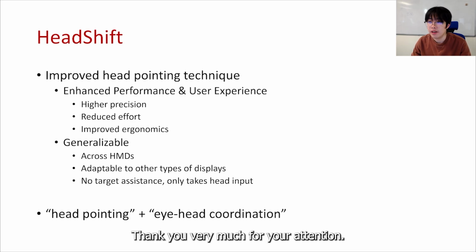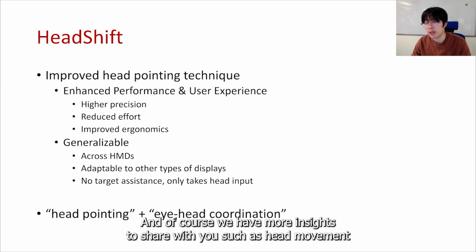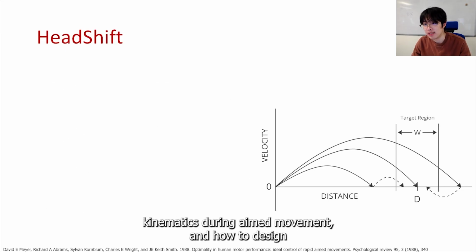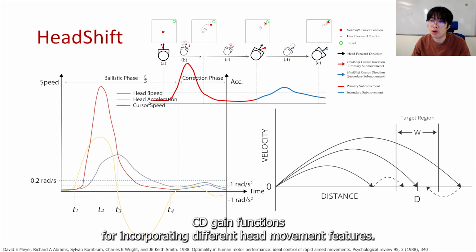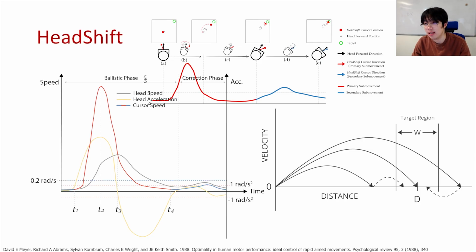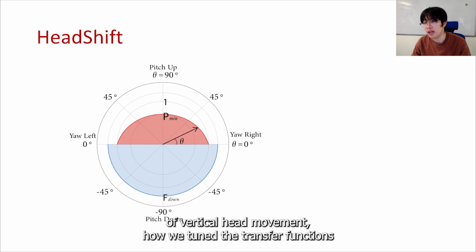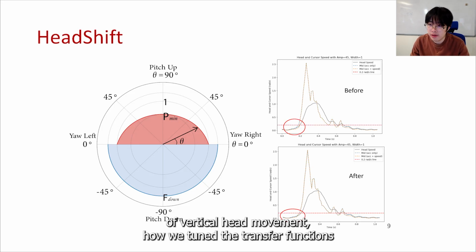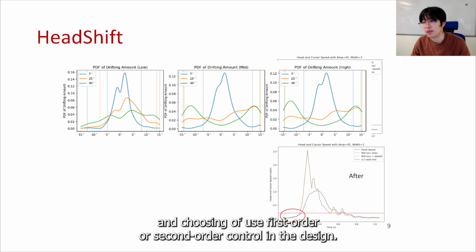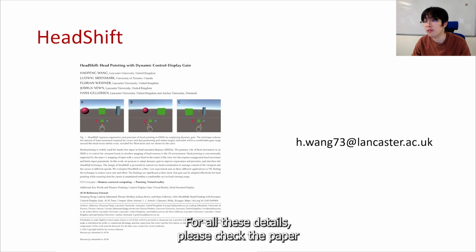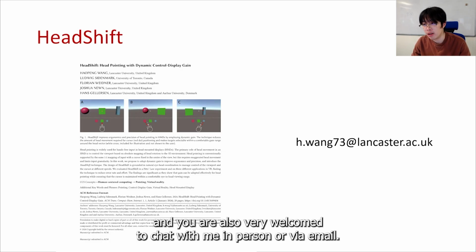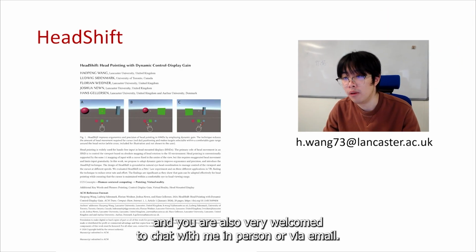Okay, thank you very much for your attention. Of course, we have more insights to share with you, such as head movement kinematics during aimed movement, and how to design CD gain functions for incorporating different head movement features, asymmetry of vertical head movement, how we tune transfer functions, and choosing whether to use first order or second order control in the design. For all these details, please check the paper, and you are also very welcome to chat with me in person or via email.